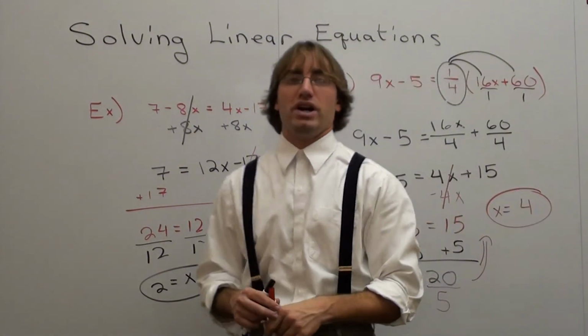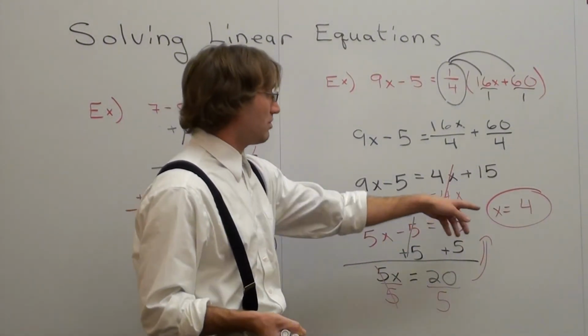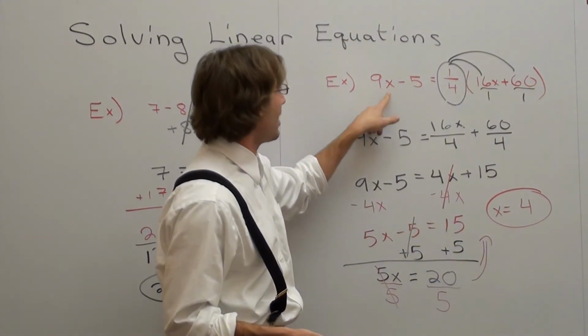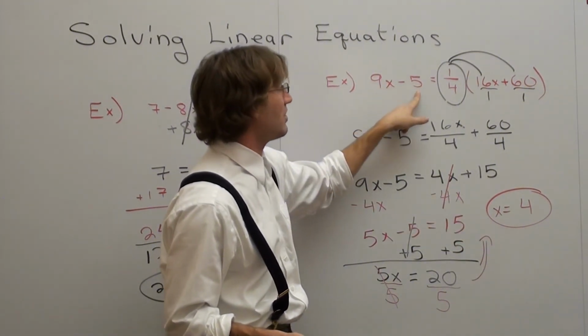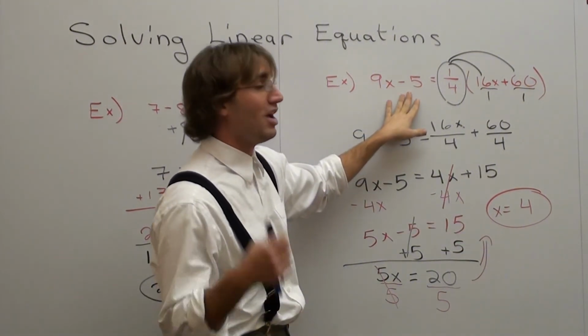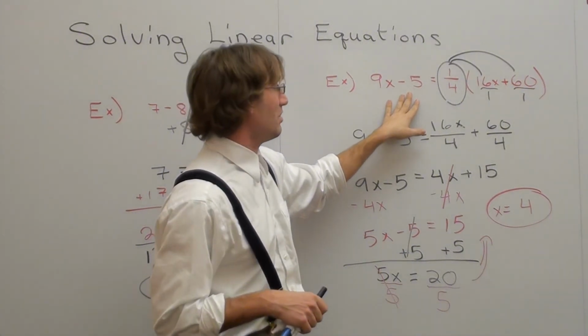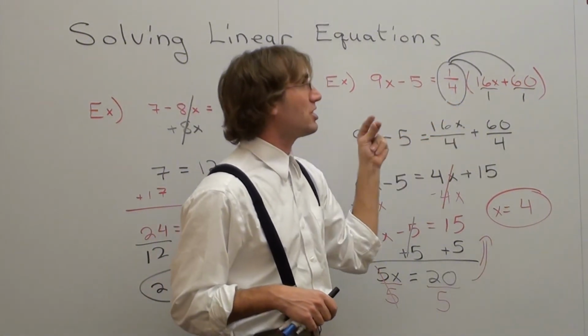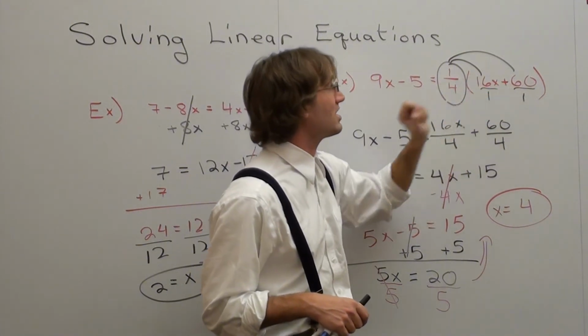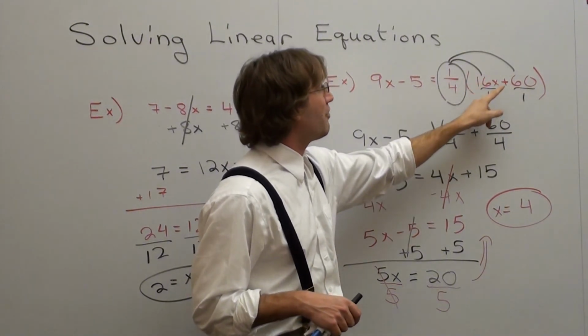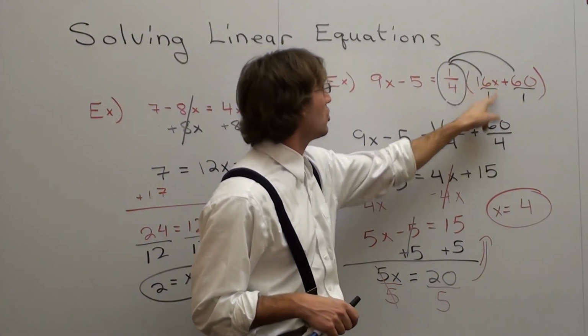We haven't done this in a while, so we could always check it. You can substitute everything back in. 9 times 4 is 36. 36 minus 5 is 31. So that side is equal to 31. Yes, that makes sense to me. 16 times 4 is 64. 64 plus 60 is 124. A fourth of 124 is 31.